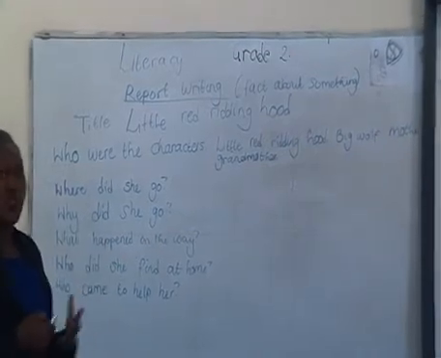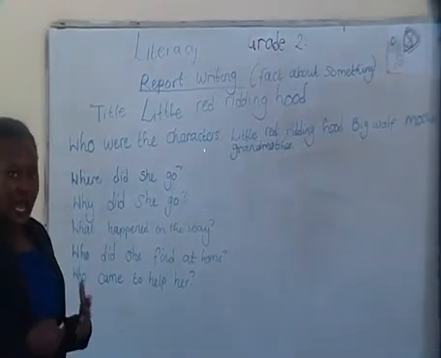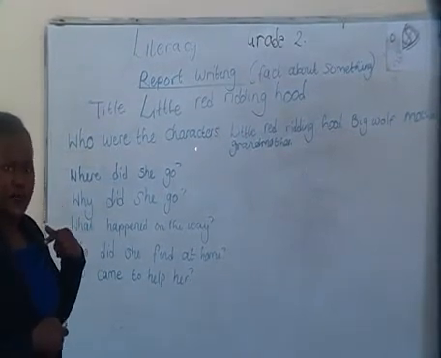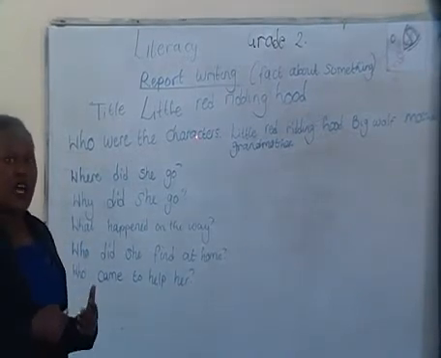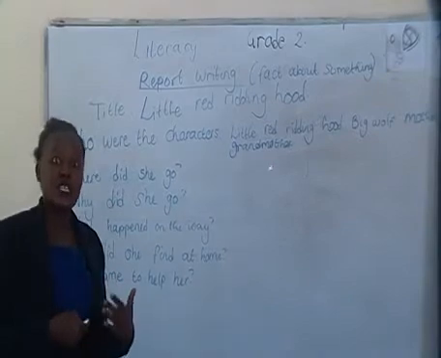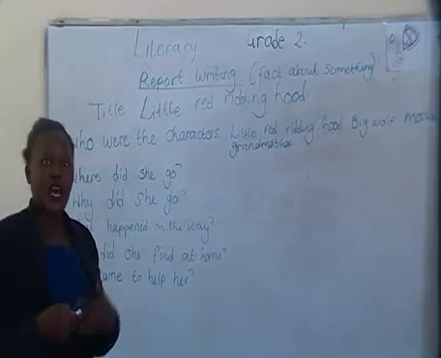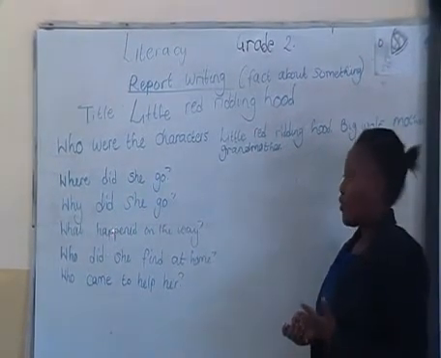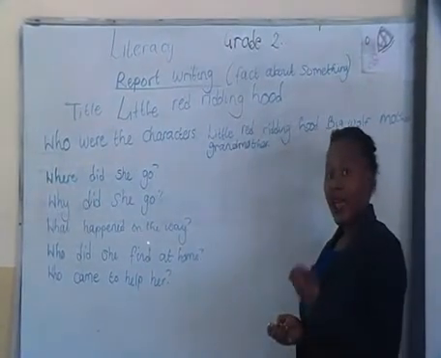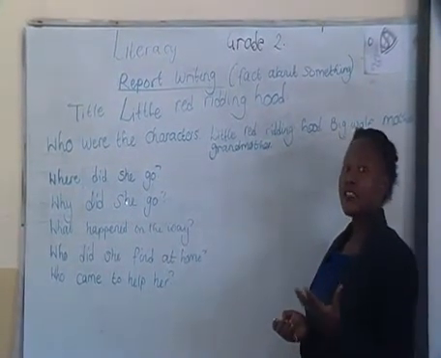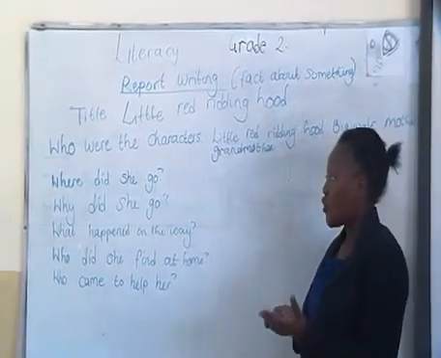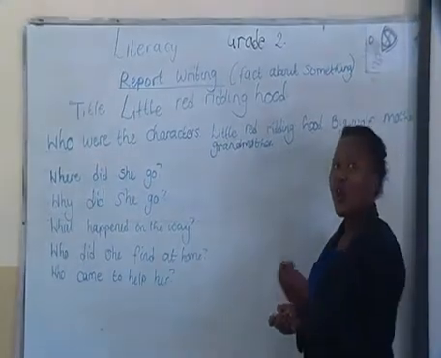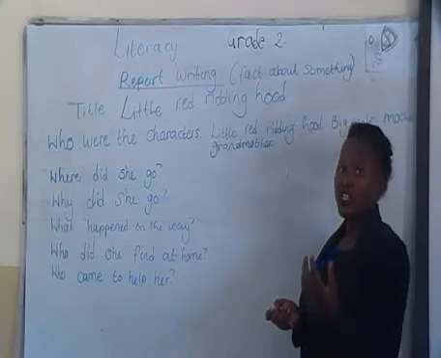Okay? And what happened on the way? So we understand from the story that as she was going, she heard a voice that was calling her. And then she answered this voice, and the voice asked her, where are you going? And she answered, I'm going to see grandmother who is sick. And she also gave directions. So what happened on the way? We are looking at the facts of the story. She heard a voice who asked her where she was going, and she said where she was going.